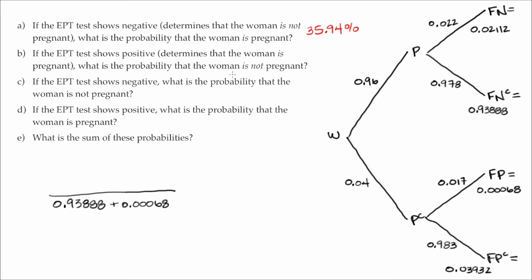So then what is the probability that the woman is not pregnant? This is what we want. We want this group right here, 0.00068. That's over 0.93956. So this is approximately 0.07%, so very small.